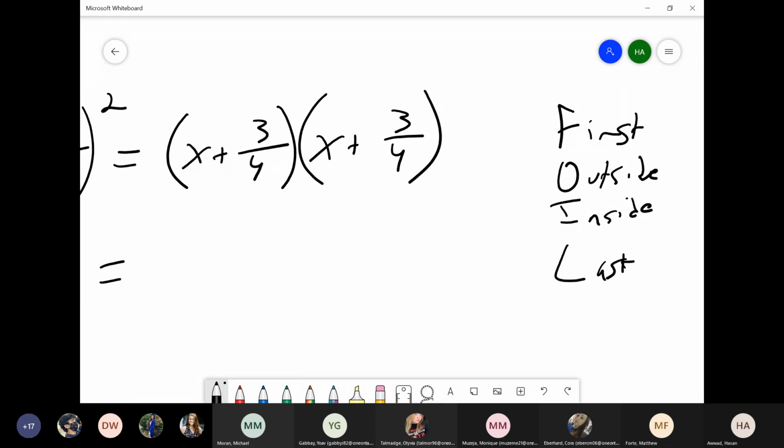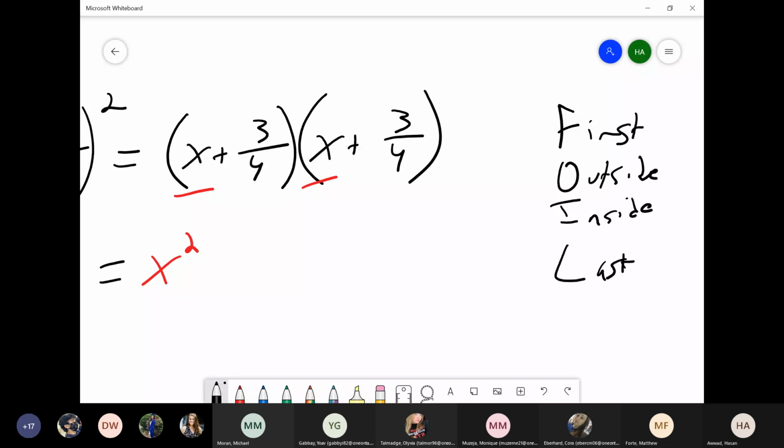Just like we mentioned in the lecture, these relate directly to the positions of the values in the parentheses. So let's handle this one at a time. Let's do first, because that's what we would start with. First is the first position in each of the parentheses, so x times x. And this gives us x squared, right? x to the first times x to the first is x squared. Okay, what comes next? Who can help me out? Somebody other than Yoav. He's helped me out so much today already.